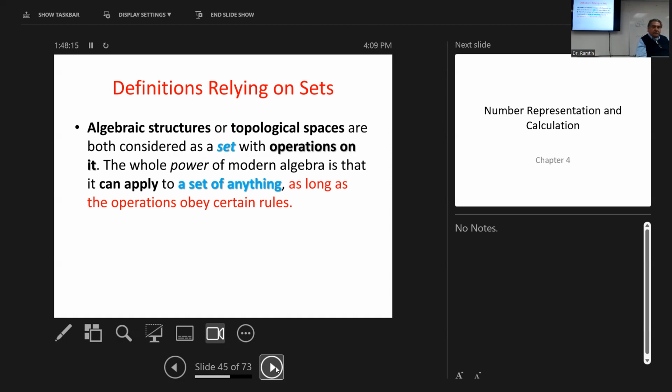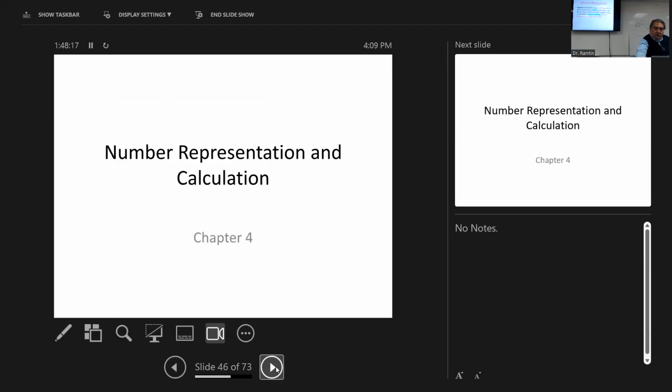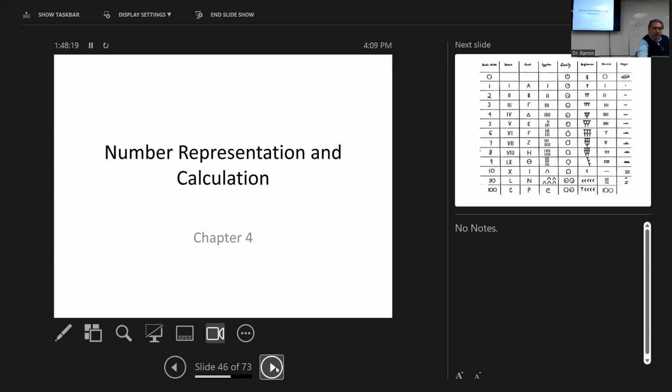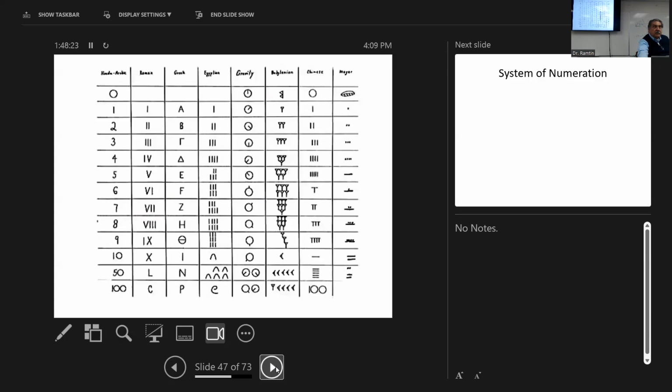Okay, all right. Now we come to the fun part: numbers, representation, and calculation. Let's see, yeah, we can go. We still have 10 minutes. Different numerical systems: Hindu, Arabic, Egyptian, all that, Babylonian, Mayans.